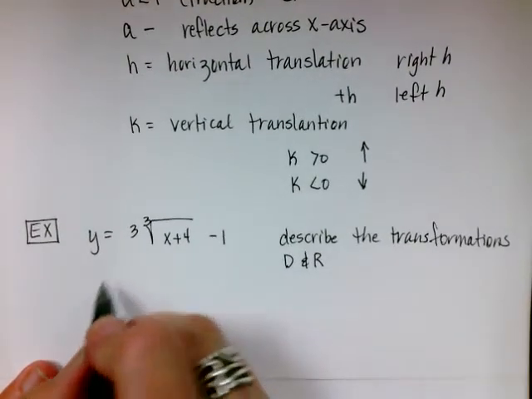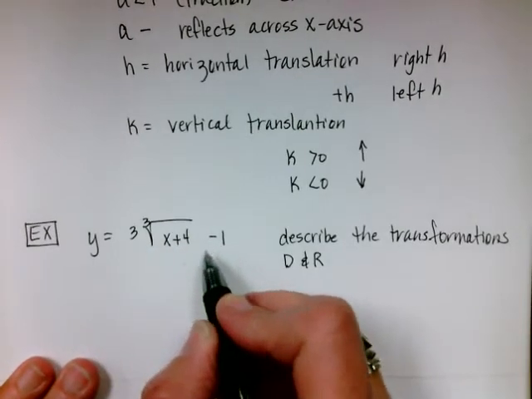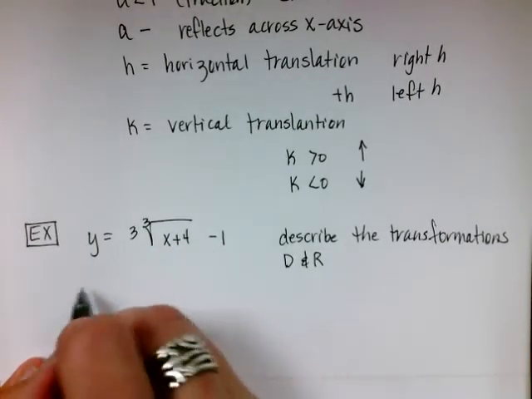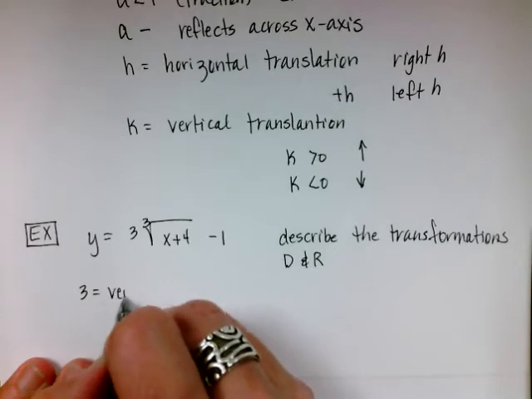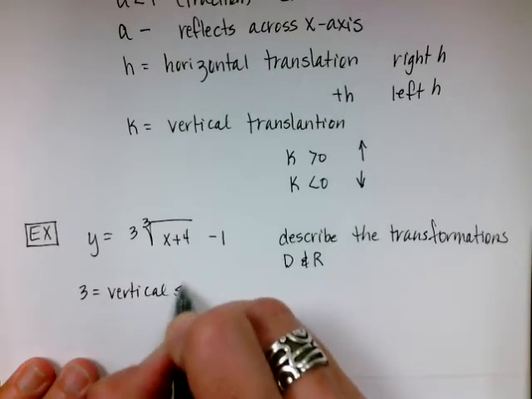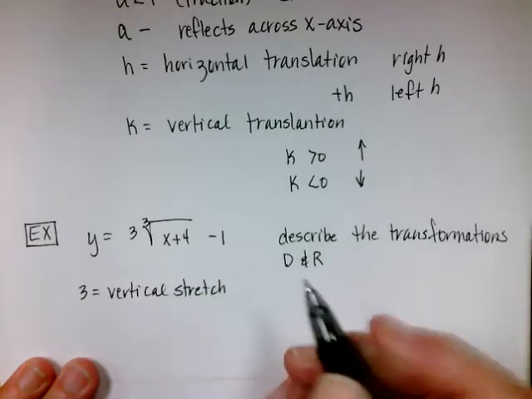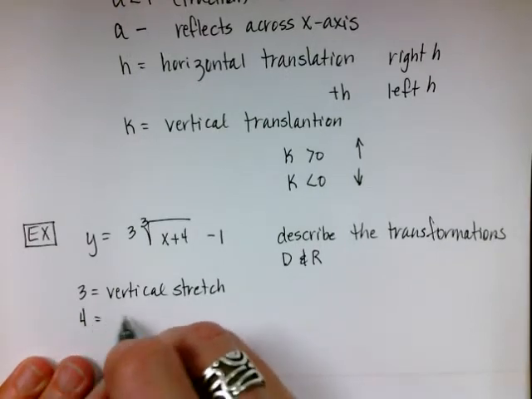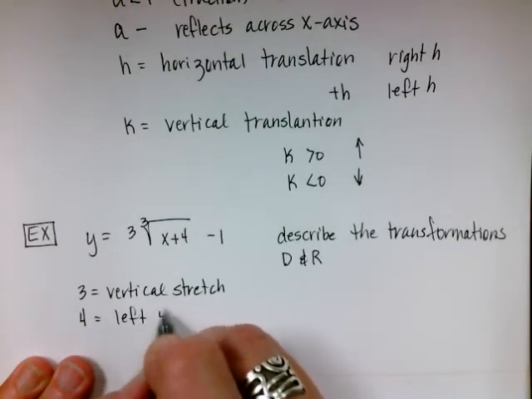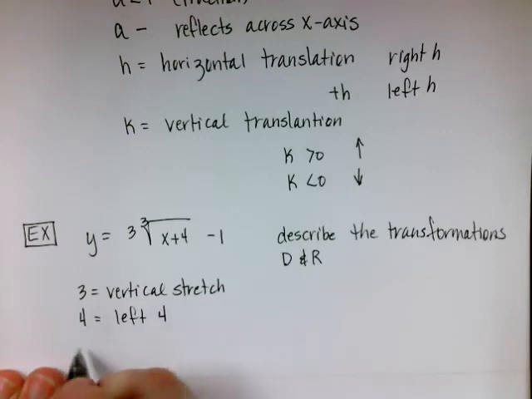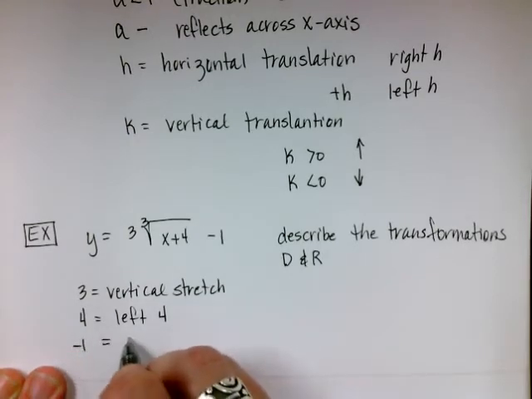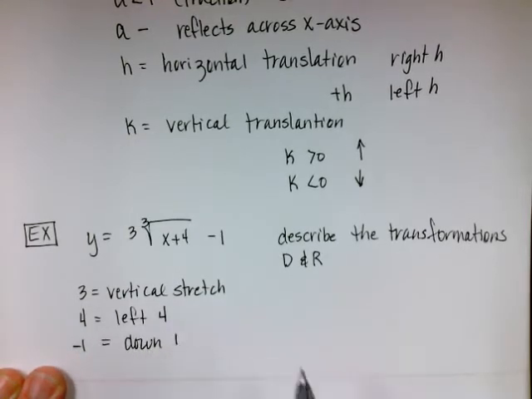Alrighty. So if I start on the left and I go to the right, because we read left to right, the 3 is a vertical stretch, which makes the graph taller, bigger. The 4 means that it moves left 4. Remember, it's always the opposite. And the negative 1 means that it moves down 1.